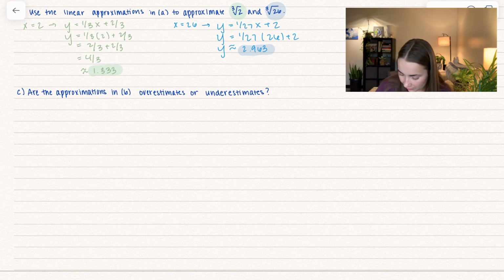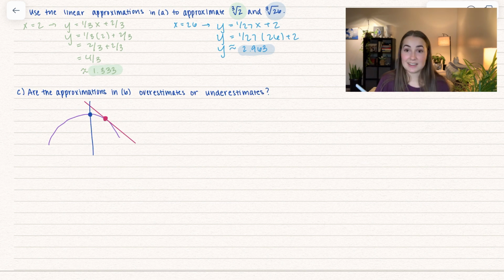So let's pretend we have a function that's concave down, and we want to take the estimate at some random x value. If we found the tangent line, or the line of linear approximation, we can see that we're going to have overestimates. So let's say this is our x value. This right here is the actual value, and this right here is the estimate of our value. And as we can see, this right here would be an overestimate.